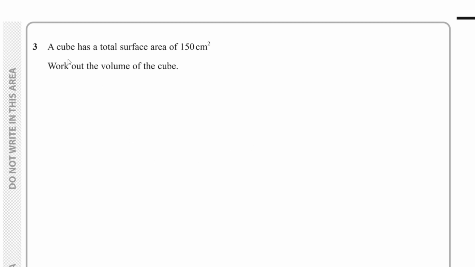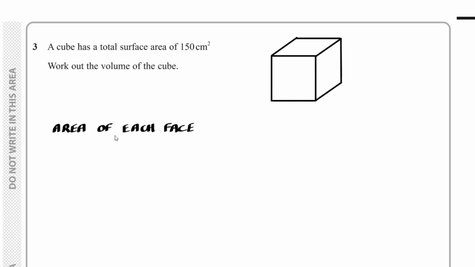Question number 3. A cube has a total surface area of 150 centimeters squared. We have to work out the volume of the cube. Here is our cube. We can find out the area of each face. If the total surface area is 150 centimeters squared, then the area of each square face will equal 150 divided by 6, because we have 6 identical squares. So the area of each face is 25 centimeters squared.